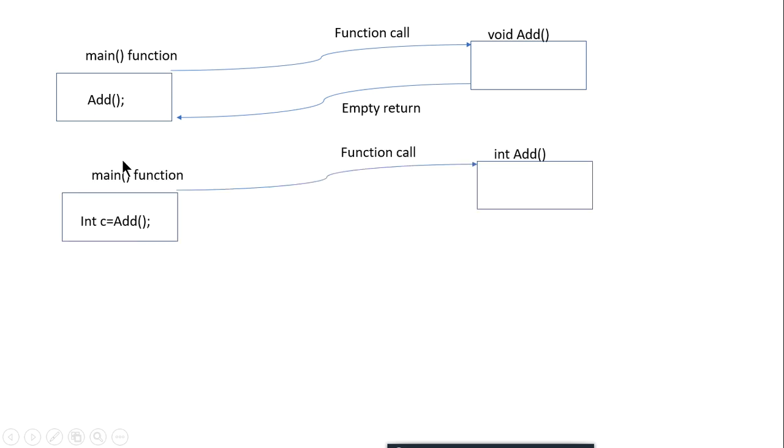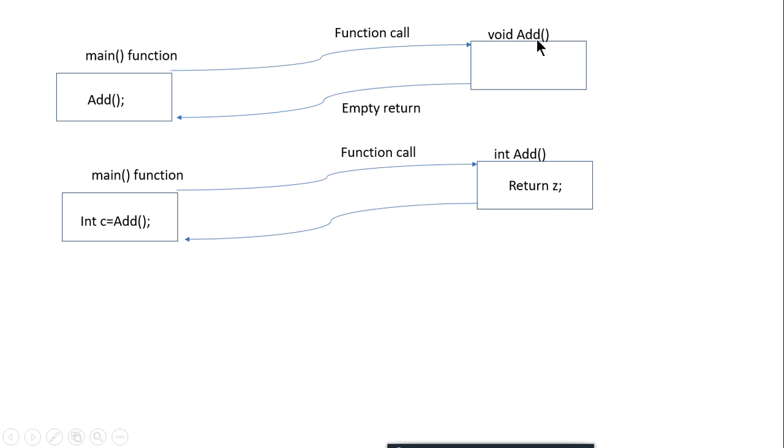And if we do this like add, and we're calling the function, and your function contains this int return type, then it must have a return statement like return z, and whatever is returned by this add function will be stored back in this C variable. So this is the example of no return type, and this is the example of return type.